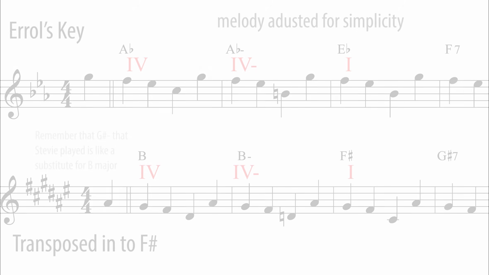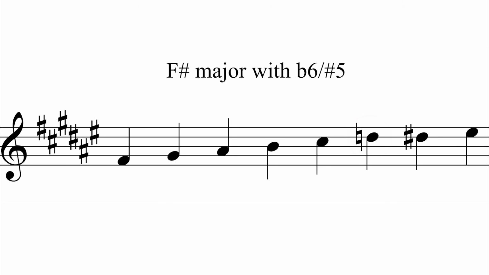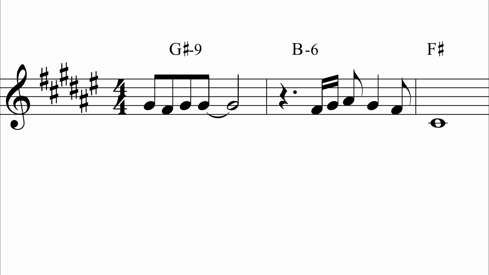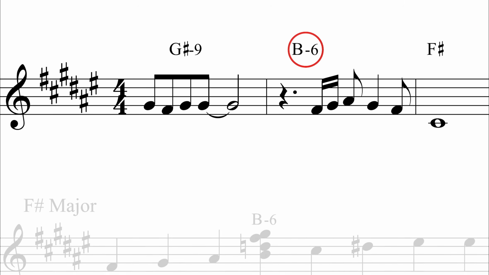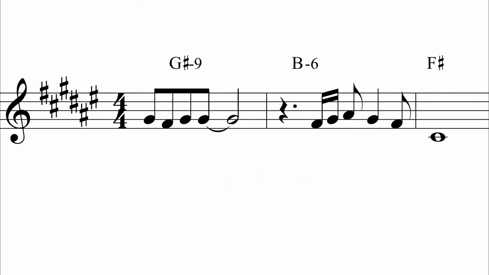It is interesting to relate this D natural back to F sharp major. It is the flat 6 of that scale, an incredibly important note to know deeply in all its guises and all the emotional ramifications it can imbue. In bar 2 of the bridge, we hear B minor 6 again, the 4 minor 6 of F sharp major, which ups the emotional ante a few notches.